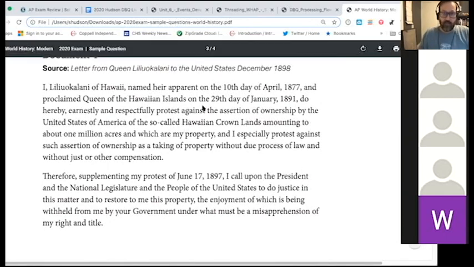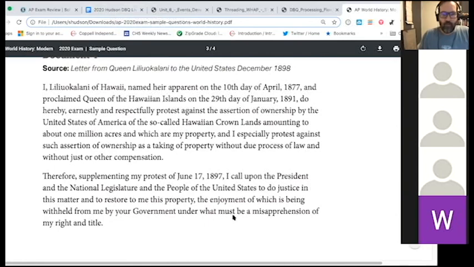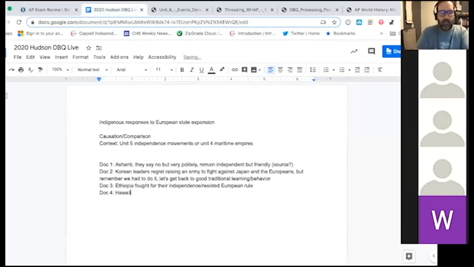Okay, so this is really similar to document 1. She's basically saying, respectfully, I think you people are idiots. What must be a misapprehension of my right and title. You just must not understand that these are my islands, not your islands. And so this is Hawaii. Queen sends a protest letter to U.S. officials. Misapprehension about who owns the Hawaiian Islands.